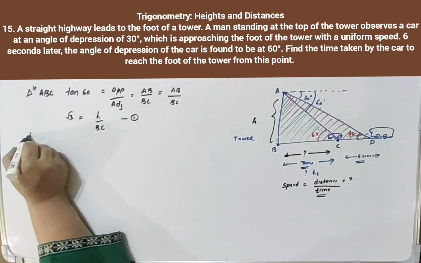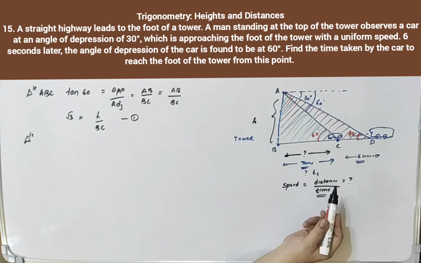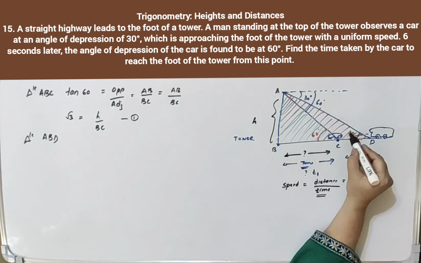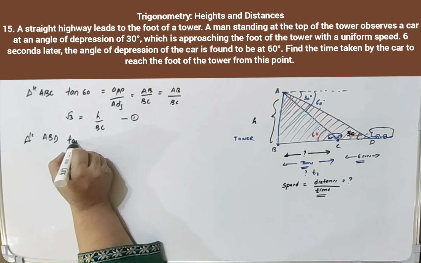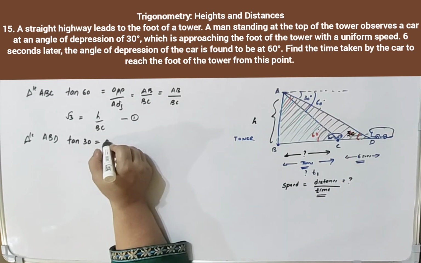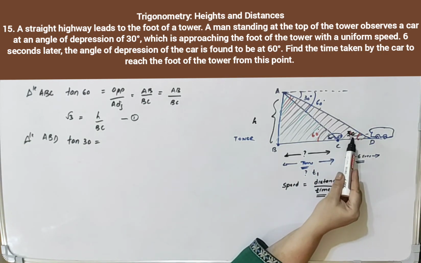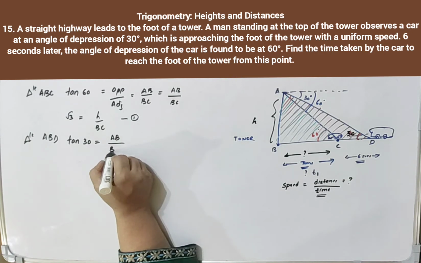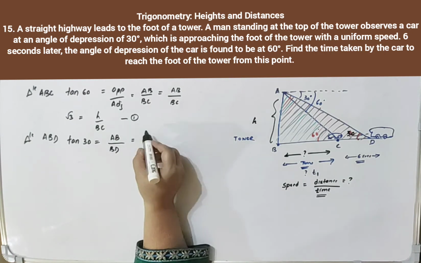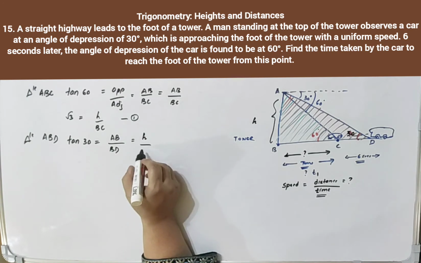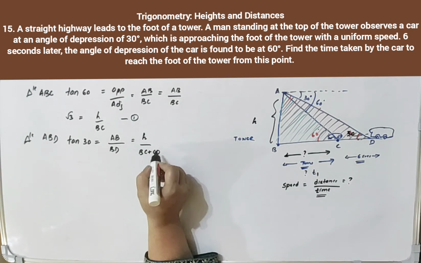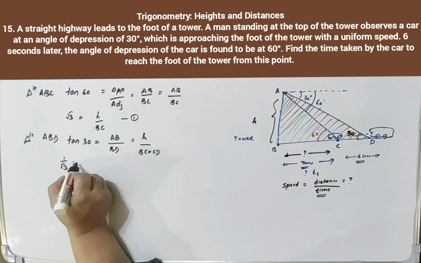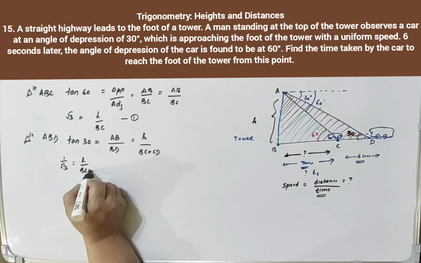Now let's take triangle, the bigger one, ABD. The angle that we have is 30 degrees over here. So tan 30 is equal to opposite by adjacent. What is the opposite side for this? Opposite to the angle 30 is AB and adjacent is BD. What is AB? AB is H and BD is BC plus CD. And tan 30 is 1 by √3, so 1 by √3 is H by BC plus CD.